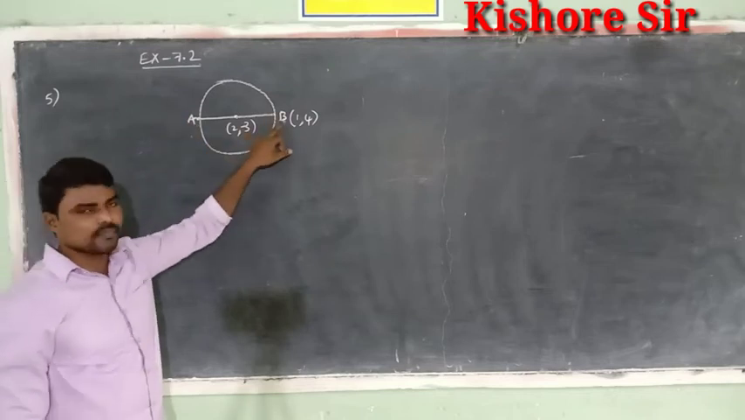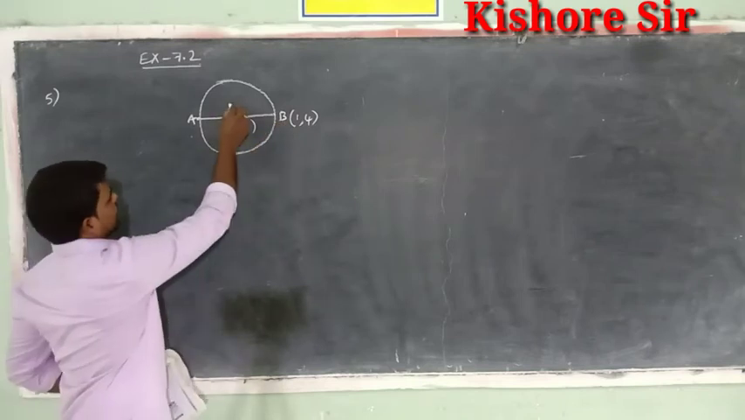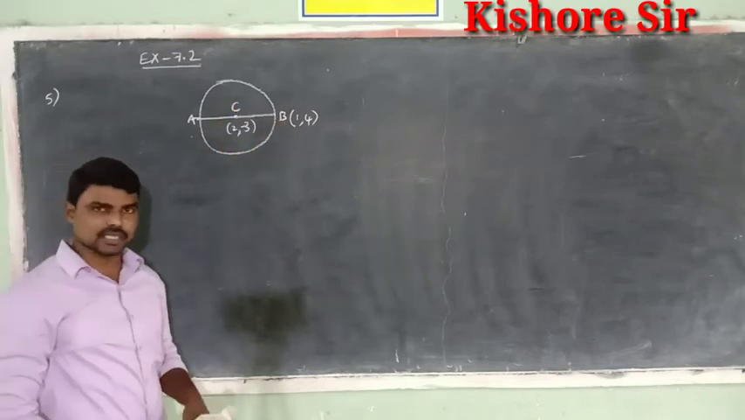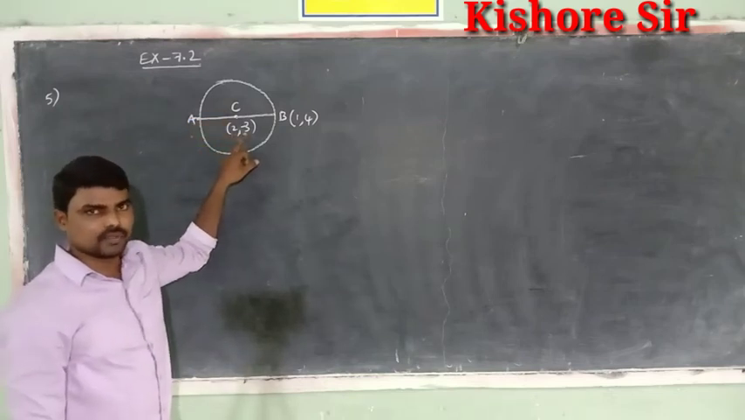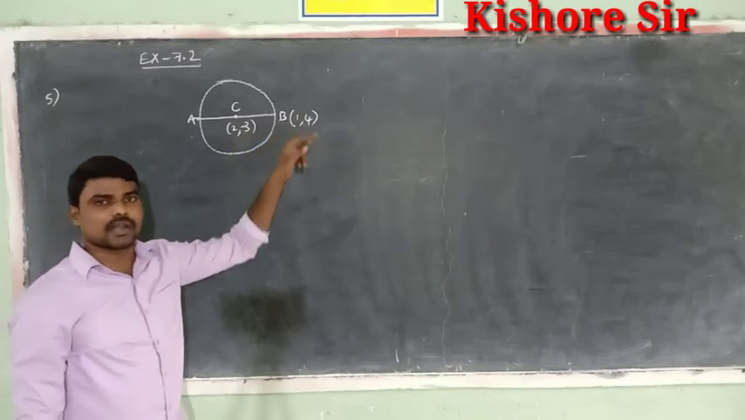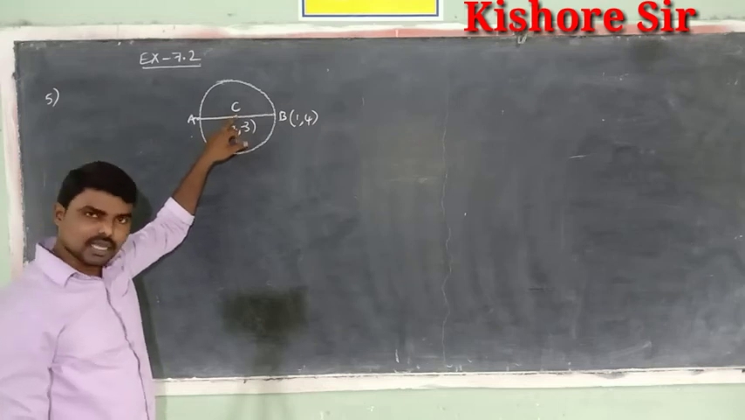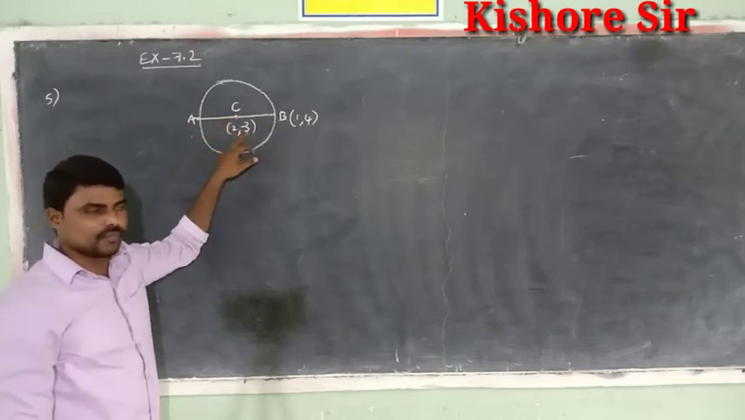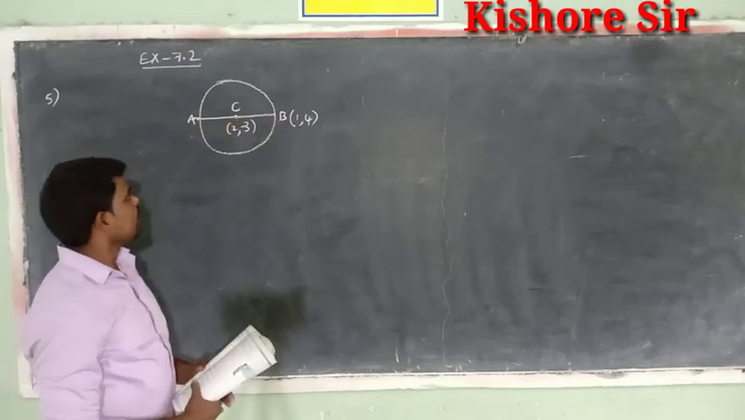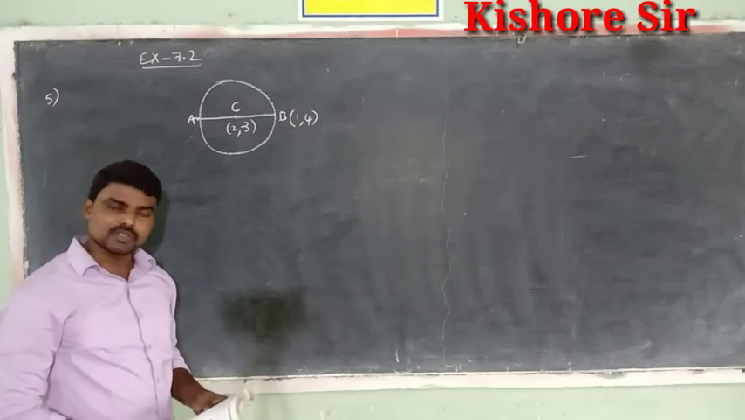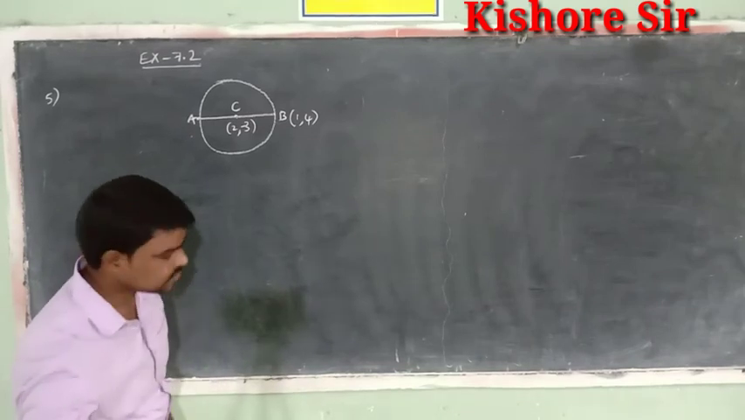We have to find coordinates of the point A. And AB is the diameter of the circle. And center of the circle you can take it as C. C is the center of the circle. So the center of the circle C is 2, minus 3. Okay. And the point B is 1, 4. See here, center of the circle C is the midpoint of AB. We have to use midpoint formula. Okay, we can use midpoint formula. Find the coordinates of point A.